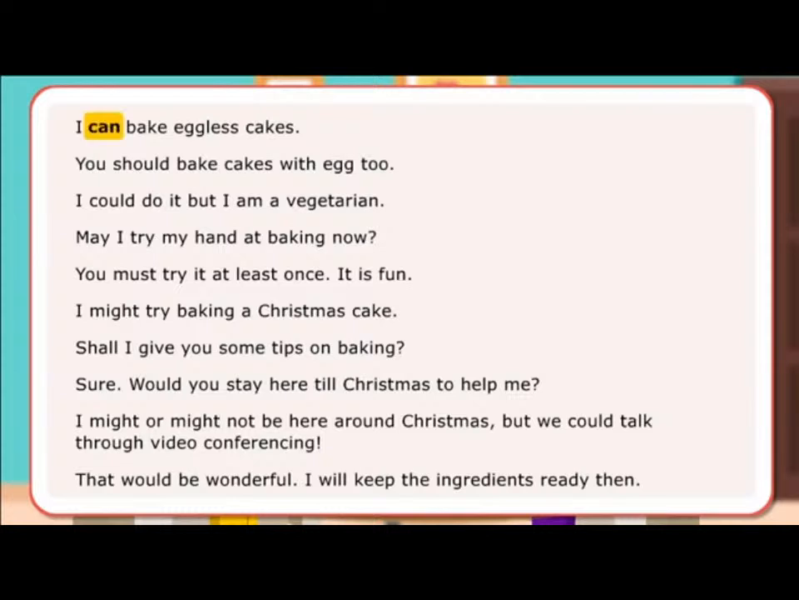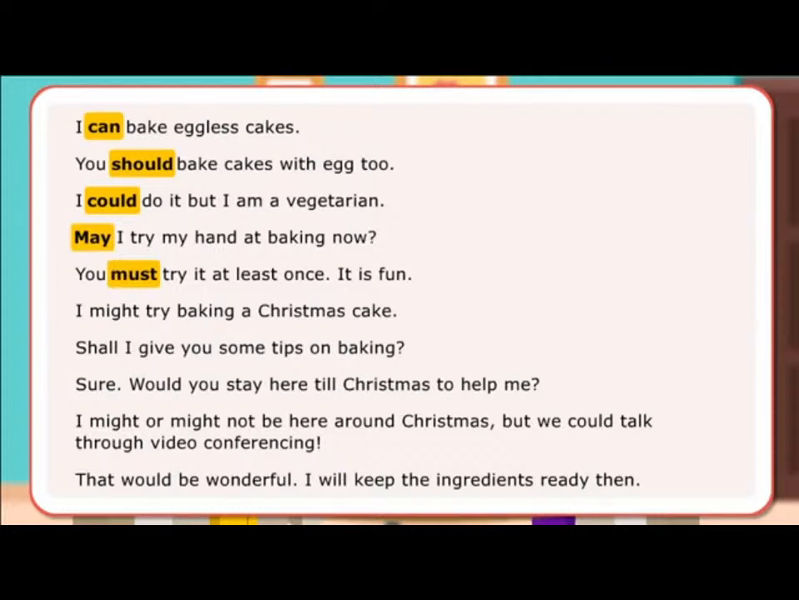I can bake eggless cakes. You should bake cakes with egg too. I could do it, but I am a vegetarian. May I try my hand at baking now? You must try it at least once.